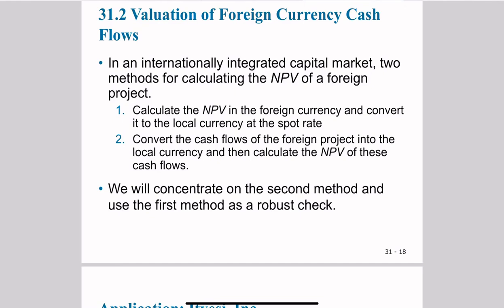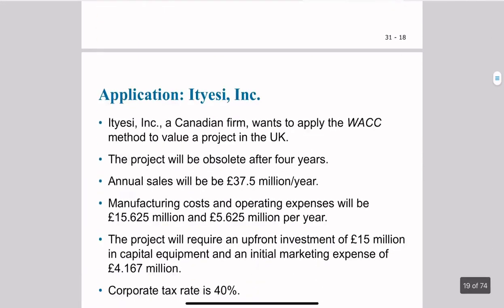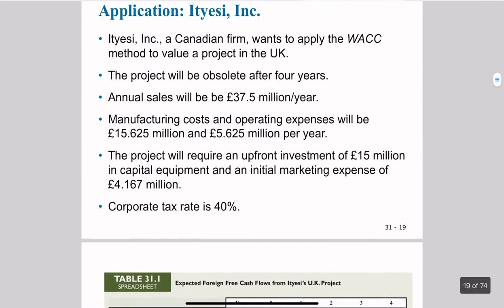So it's just one trivial step compared with what you have learned in Corporate Finance 1. And the second one is more complicated and is newer. So we want to focus on the second one. And we can obviously use the first method as a robustness check because we understand in this internationally integrated capital market, these two methods should give you the same result, right? Okay, so let's look at this example here.